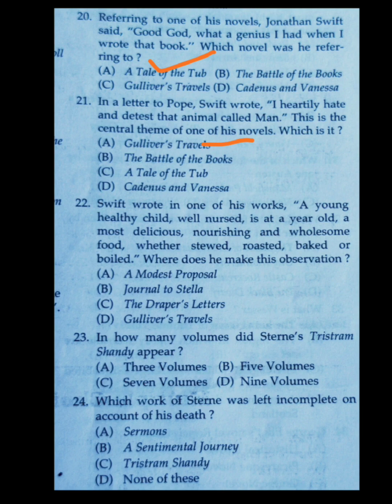Moving to the next one, 22nd one. Swift wrote in one of his works, "A young healthy child, well nursed, is at a year old a most delicious, nourishing, and wholesome food, whether stewed, roasted, baked, or boiled." Where does he make this observation? Jonathan Swift made this observation regarding a young healthy child in A Modest Proposal. Okay, A Modest Proposal. Option A is the correct answer.